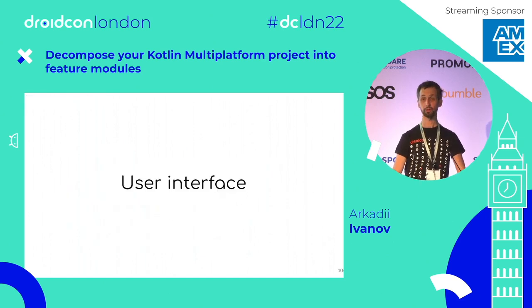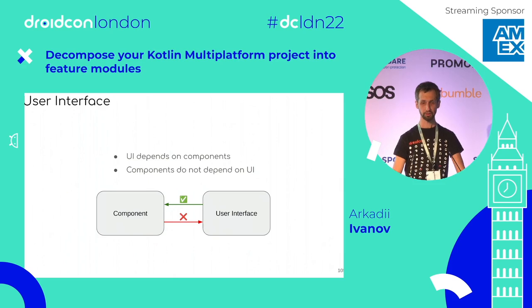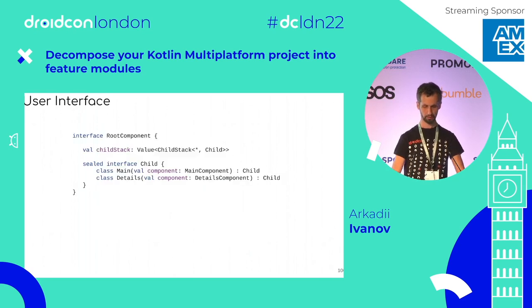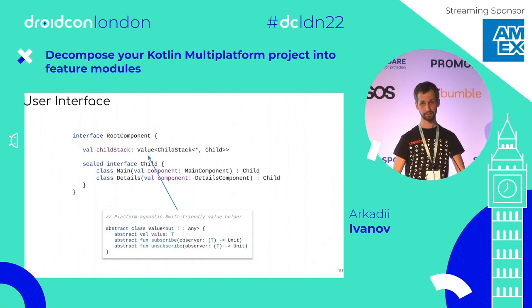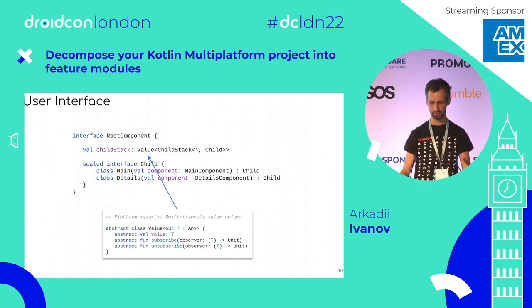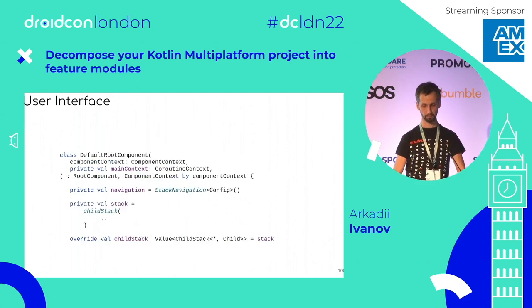But what about user interface? As I mentioned earlier, the user interface is plugged externally. Components do not depend on the user interface, but the user interface depends on components. So here is an example of how we can display the child stack. We should export the child stack state from the component and make it observable. One of the ways is to use Value. It's a Swift-friendly way of exposing stateful observables provided by the library. But you can use coroutines Flow or RX instead of Value if you like. And after that, we should just override the property in the root implementation and return the child stack.